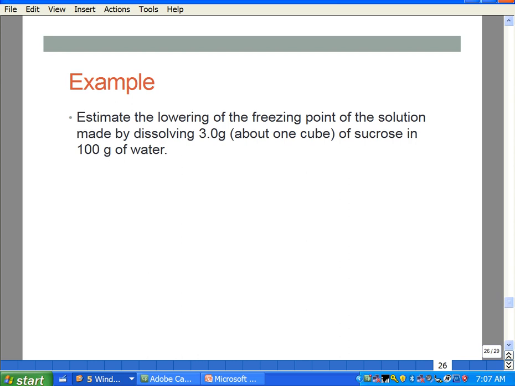So what we would do is, the amount of freezing point lowering we get, delta TF, equals the freezing constant times the molality. So what is the molality? It's 3 grams, 18 grams per mole, and 0.1 kilograms, right? So give me the molality of that solution. Divide 3 by 18. Is that the whole thing?